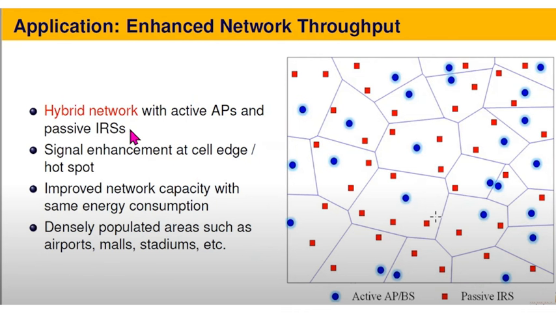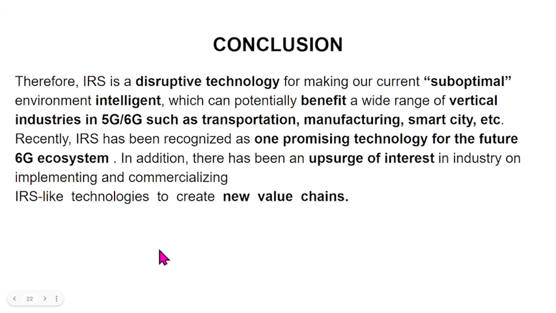Application: enhanced network throughput. Hybrid network with active points and passive IRS, signal enhancement at the cell edge hotspot, improved network capacity with the same energy consumption in densely populated areas such as airports, malls, stadiums, etc.